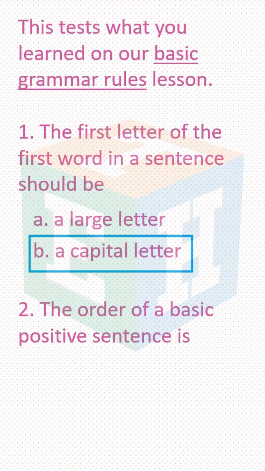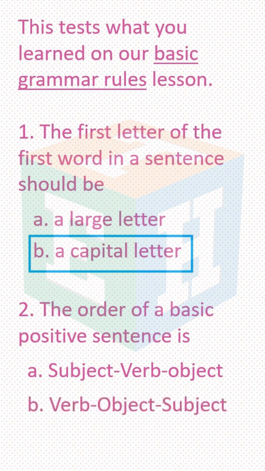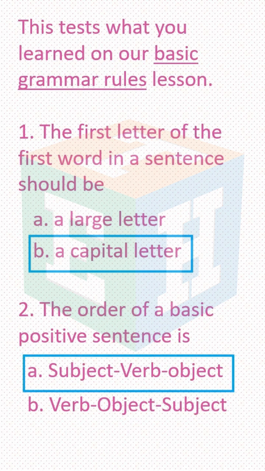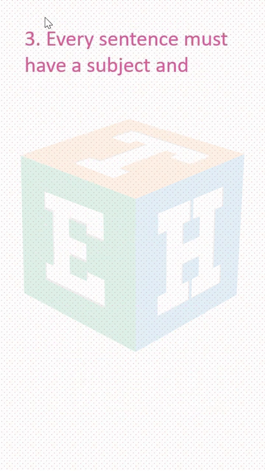Number 2, the order of a basic positive sentence is A, subject, verb, object, B, verb, object, subject. Answer, it's letter A, subject, verb, object.